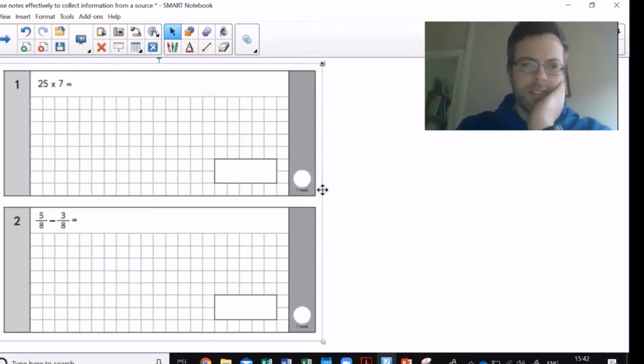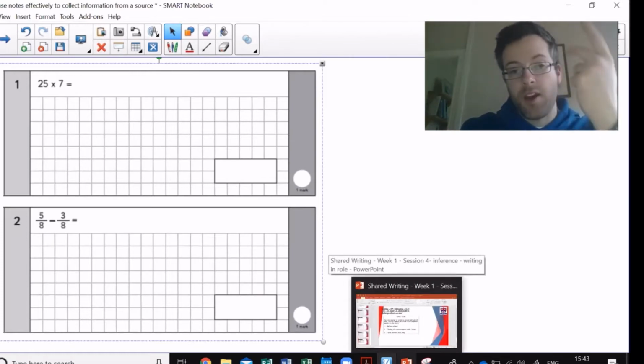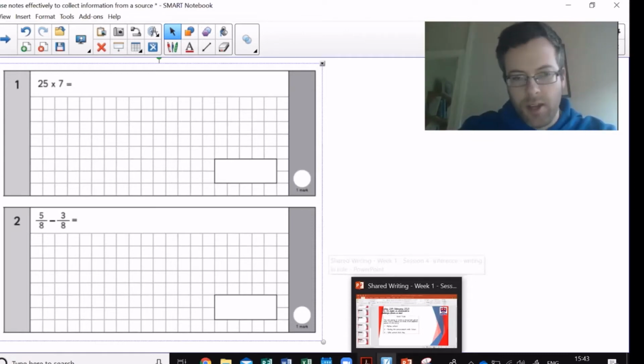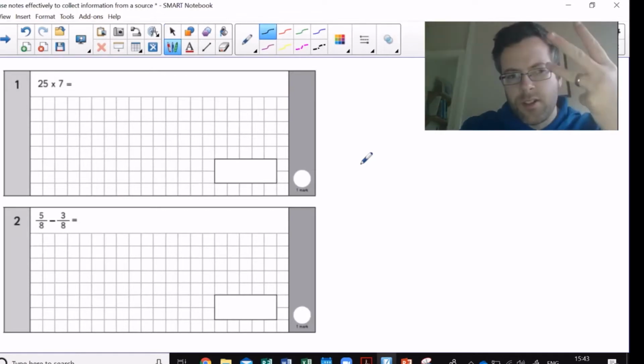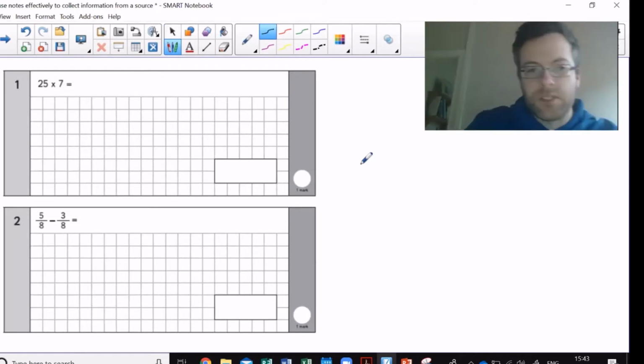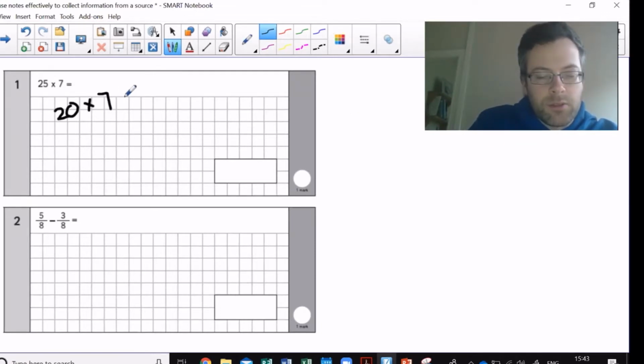25 times 7. So we could count up in 25s: 25, 50, 75, 100, 125, 150. Could do it that way. That's not right. 25, 50, 75, 100, 125, 150, 175. Or we could do 20 times 7, which gets me to 140. 5 times 7 is 35. So my answer is 175.